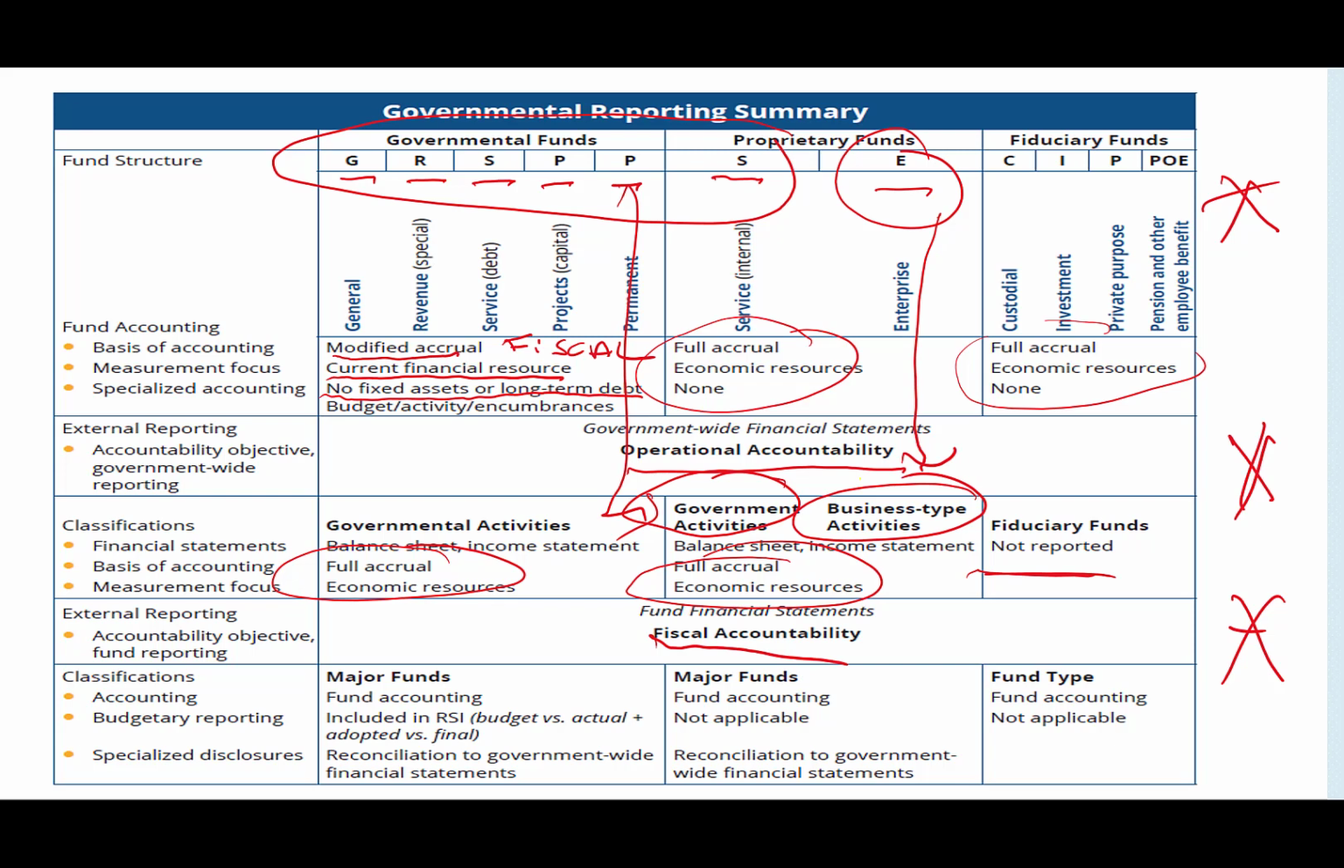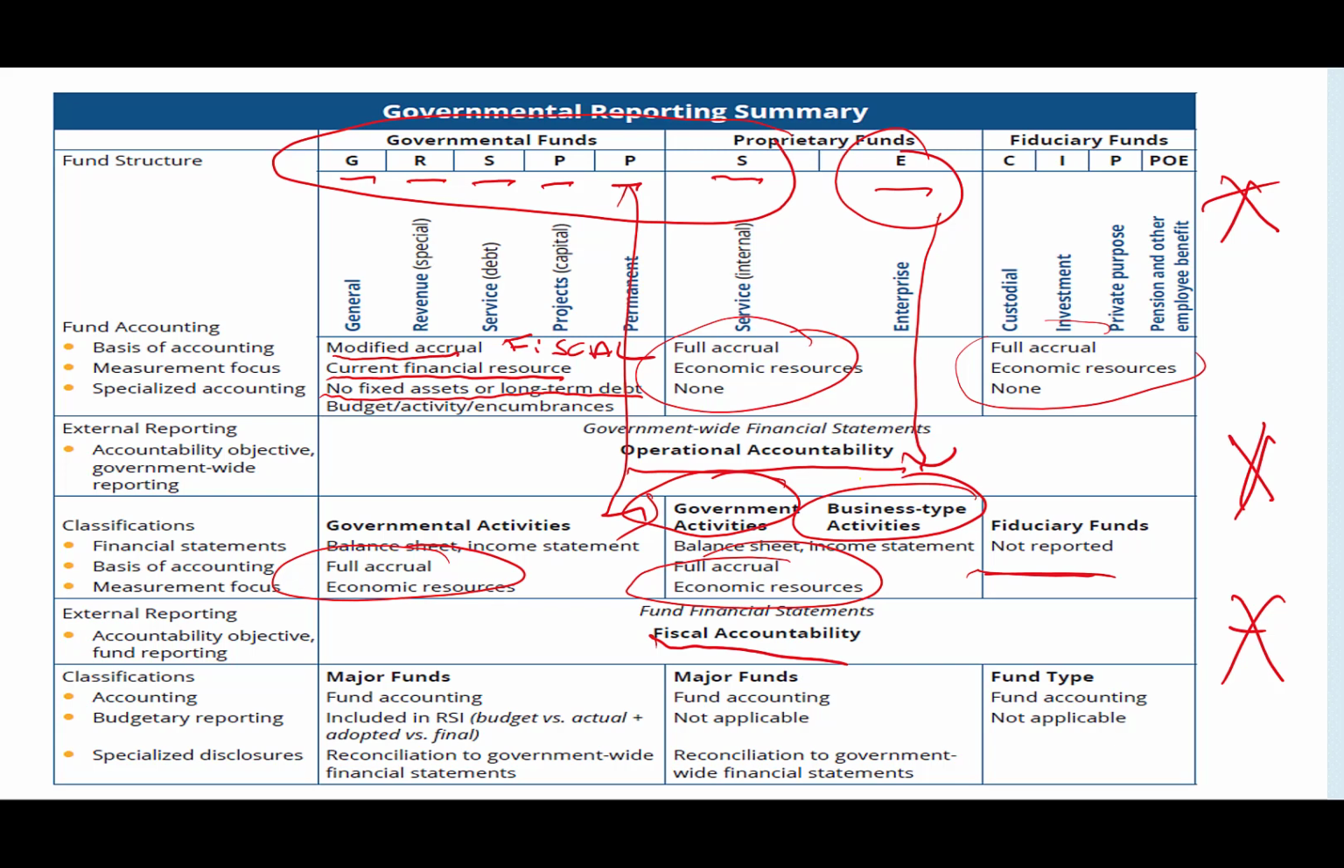Two proprietary funds: internal service fund, the S in this mnemonic, and the enterprise fund, the E in this mnemonic. That spells C. I know C has two E's, but we're going to pronounce that C. GRASP, C, and who are we going to see? We're going to see KIP. That's our fiduciary fund category. We've got our custodial funds, our investment trust fund, our pension fund, and our private purpose trust fund. Don't worry about the particular types of pension funds. Just remember KIP, okay? And that's going to be our pension funds, okay?